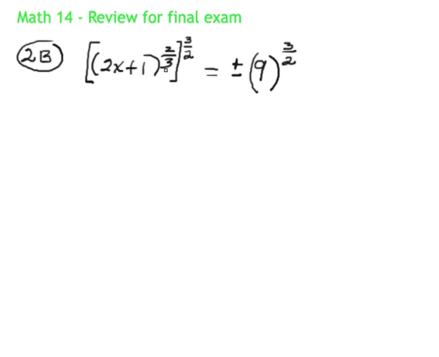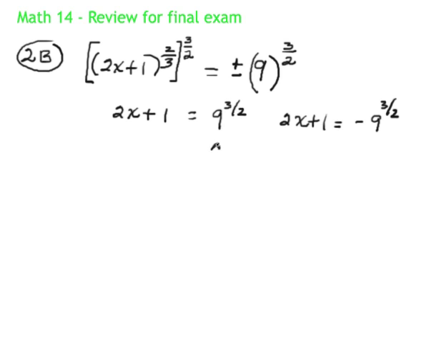Okay, so we get, well, by multiplying these exponents, we have 2x plus 1 to the 1 equal to, we'll do 9 to the 3/2. And then we have another equation, 2x plus 1 is equal to minus 9 to the 3/2. So here we have two equations. 9 to the 3/2, that's 9 to the 1/2, which is 3. In other words, the square root of 9, and then cubed.